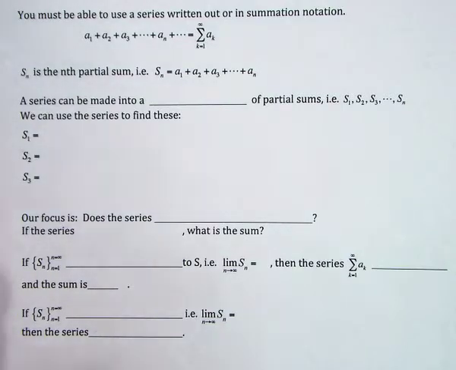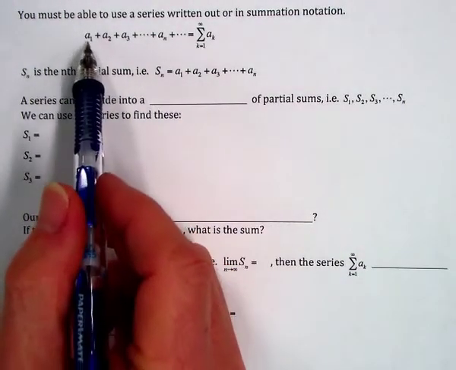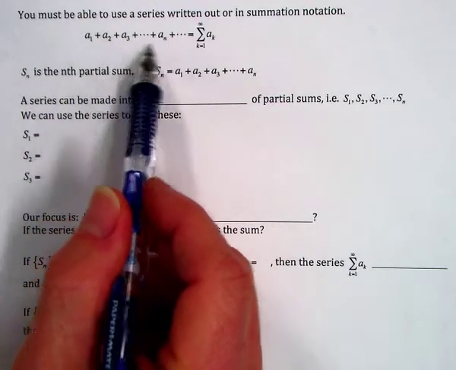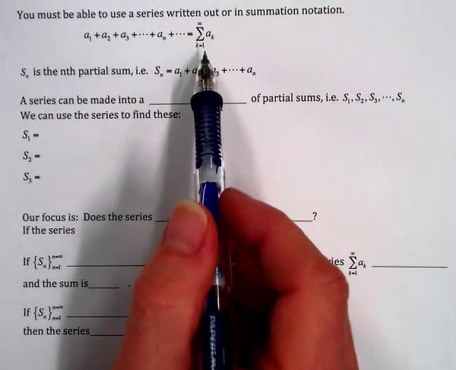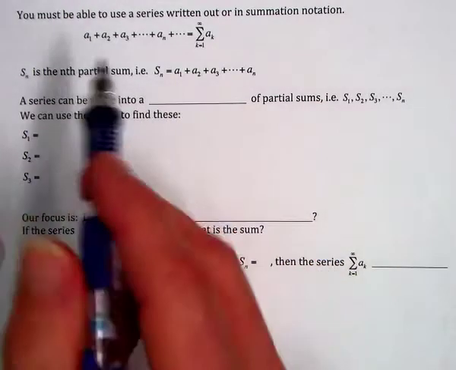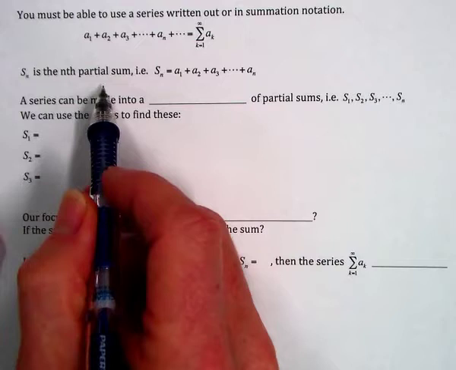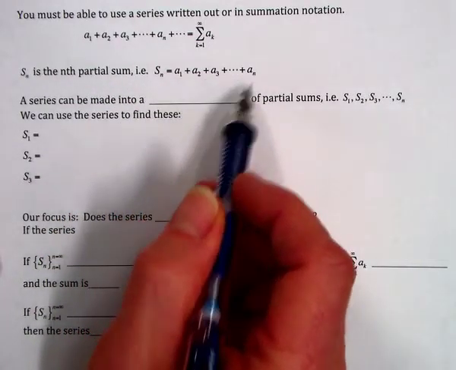Let's review series. You need to be able to deal with any one of these forms, either of them. So a sub 1 plus a sub 2 dot dot dot all the way to a sub n dot dot dot, or summation notation. We're going to be doing a lot with both of them, but especially that summation notation. S sub n is the nth partial sum, i.e. S sub n equals a sub 1 plus a sub 2 all the way to a sub n.